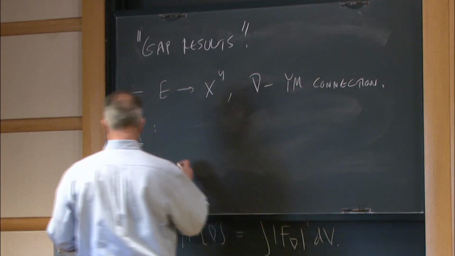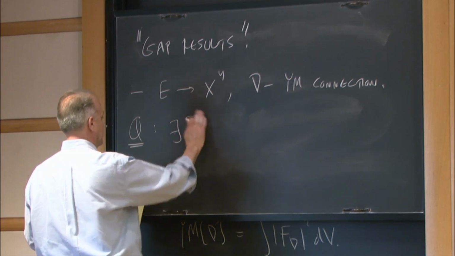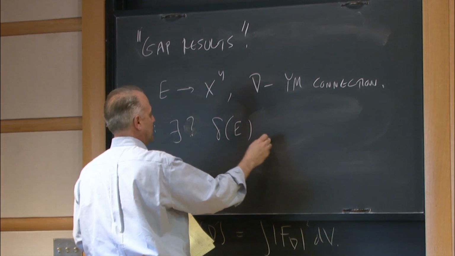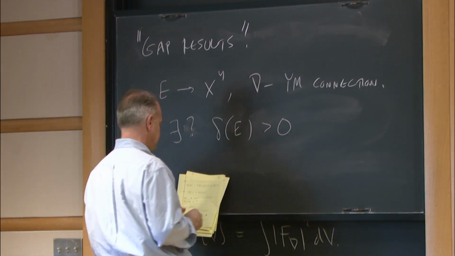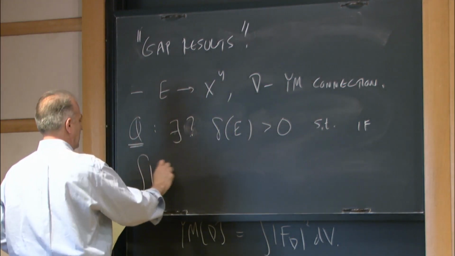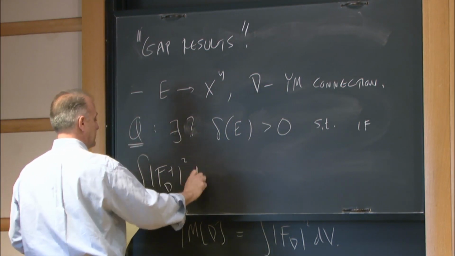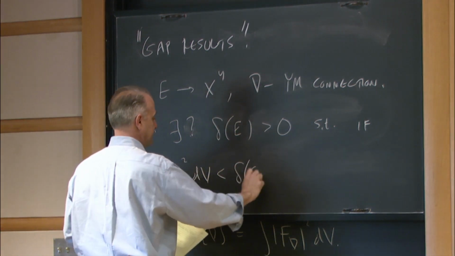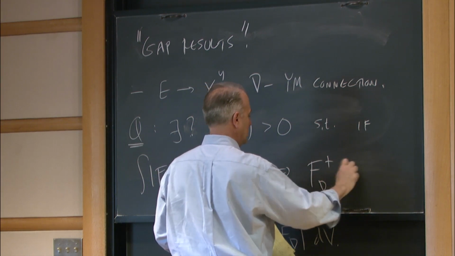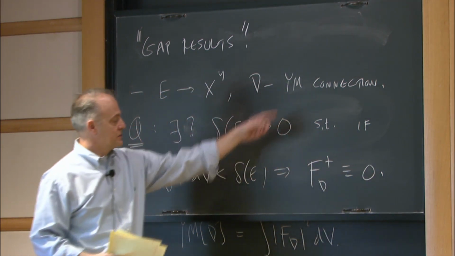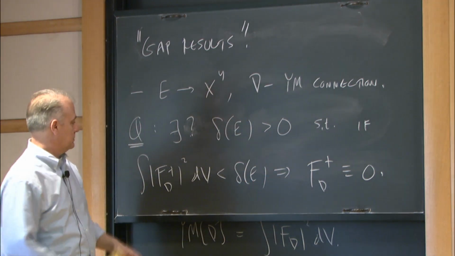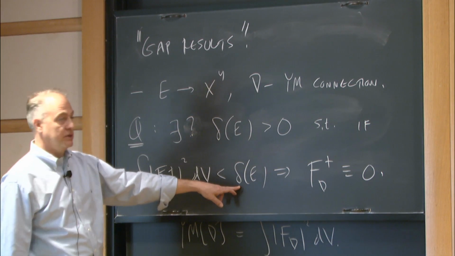A little more precisely, does there exist a number delta, which is certainly going to depend upon the bundle, such that once the self-dual part of the curvature is small enough, then actually we have to have an instanton? So for a Yang-Mills connection, either it's anti-self-dual, the way I'm writing it here, or it has to be above this energy level.